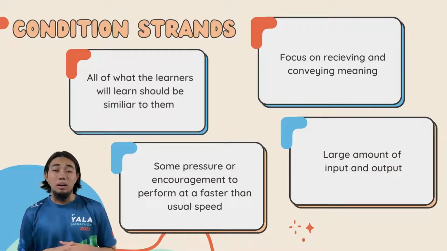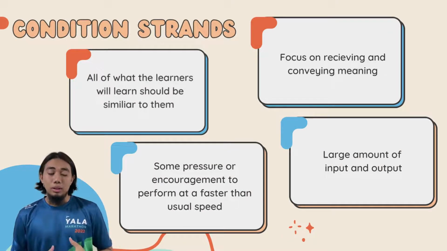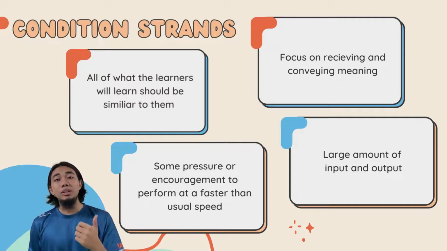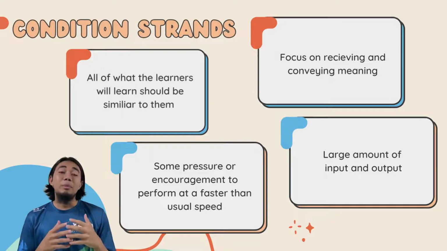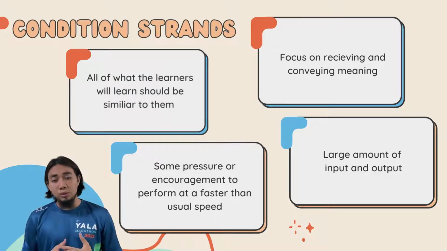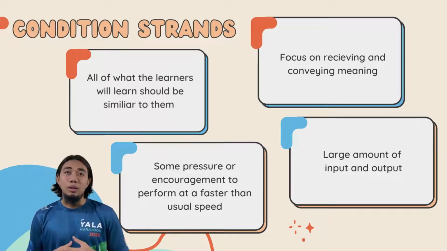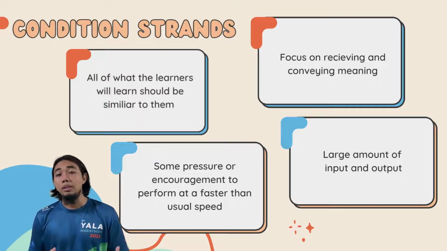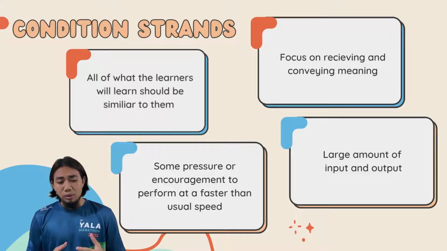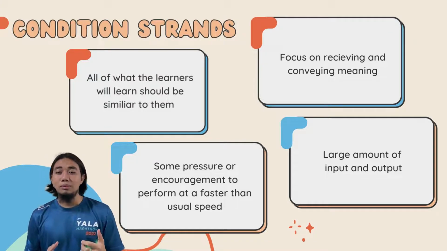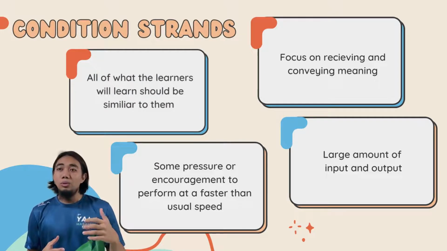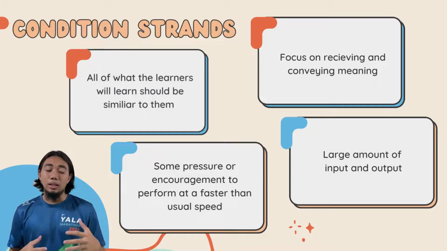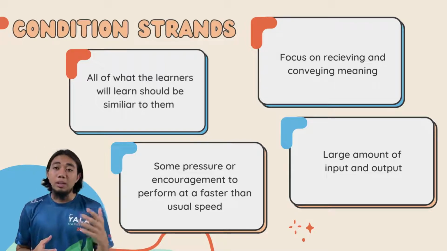Okay, let's talk about the next part, the conditions of the strengths. In this strength, all of what the learner is reading, listening to, speaking, or writing is largely familiar to them. So it is not easy for students to read a story that includes unfamiliar vocabulary. Same for listening, when they are not familiar with the vocabulary of the story that they're listening to. That's why the content has to be familiar to them.